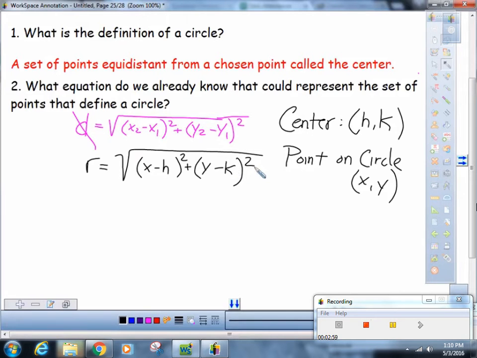The problem is, if you pop this into your graphing calculator, it would only give you the top of a circle. It would only give you the top of the circle. Anyone know why? Excellent. It's only giving us the positive distances. So the way we get away with making it a complete circle, anyone know? Very good, Andy. We square both sides. And now, once we square both sides, this right here is the standard equation for a circle.